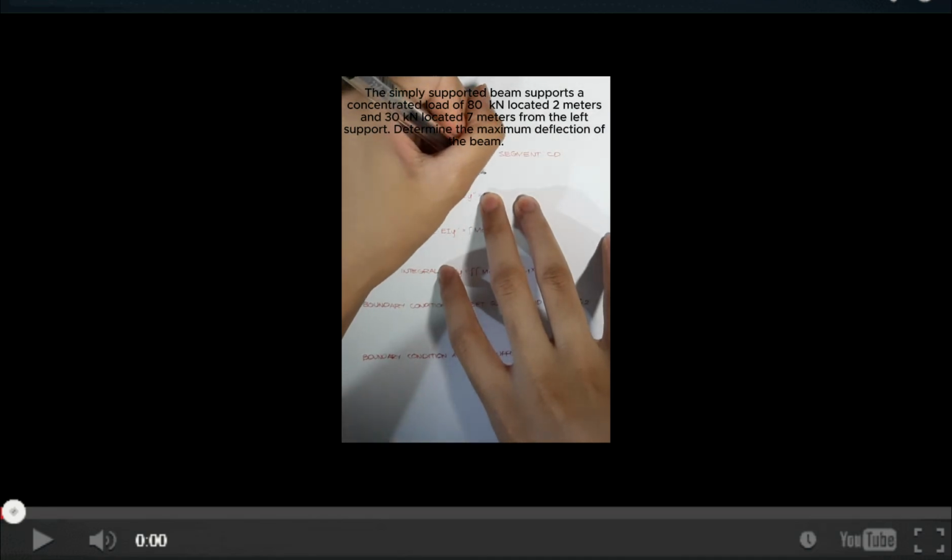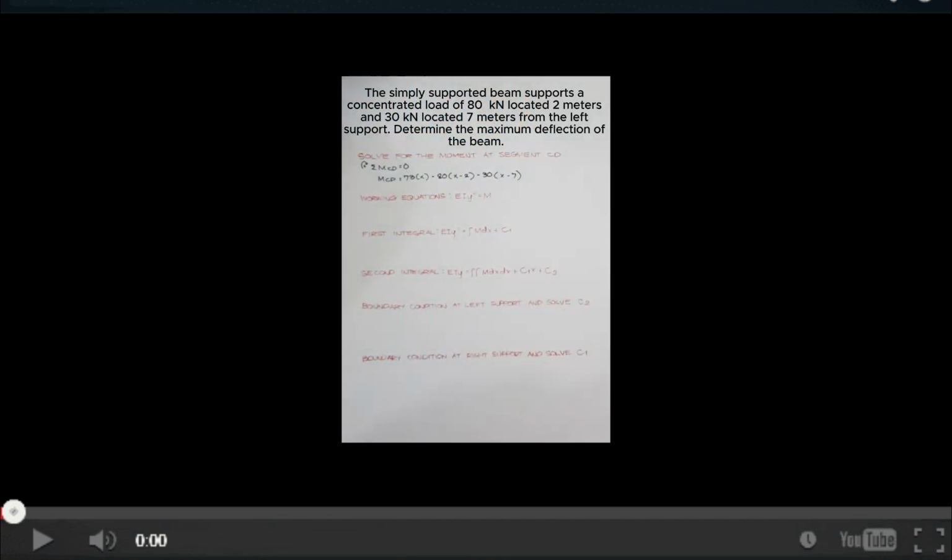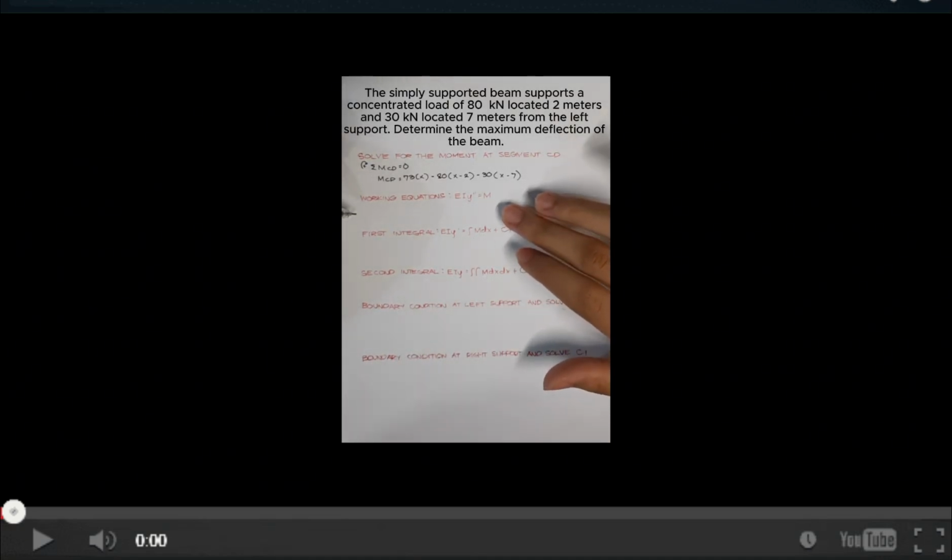Then negative 30, x minus 7. So nasolve na natin yung moment, then gagamitin natin ito as a working equation sa next step. So for the next step, i-rewrite lang natin to, then papalitan natin yung mga parentheses into brackets.